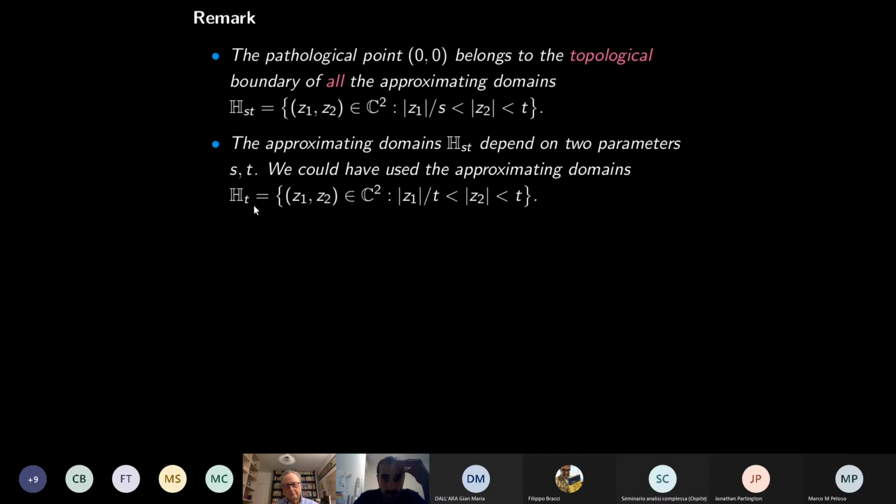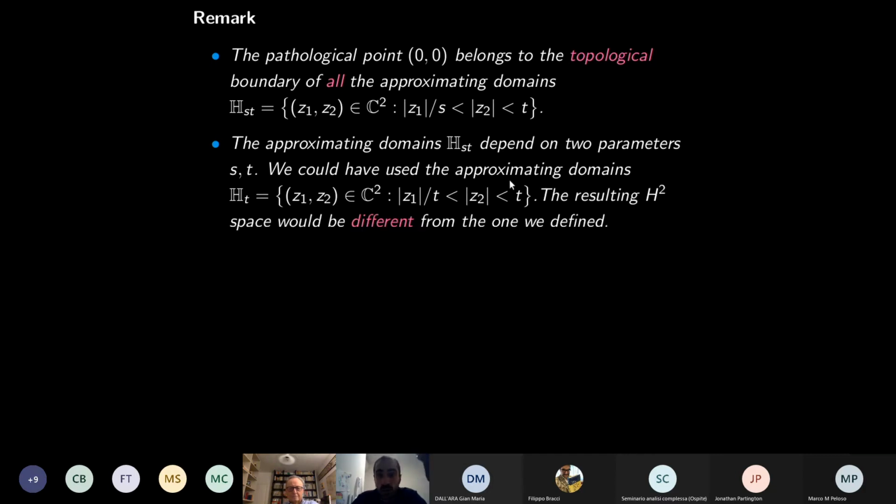So here we have the modulus of z1 over t controlled by the modulus of z2, controlled by t. But we could also have used other families of approximating domains. We would end up with different Hardy spaces. And so, this is a point of interest, actually. What is the meaning?